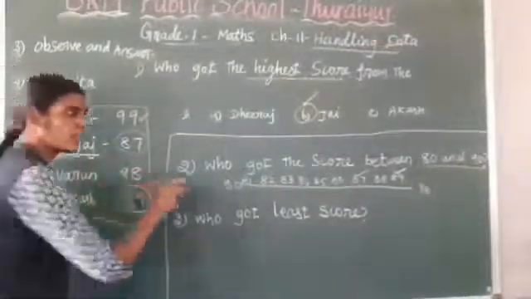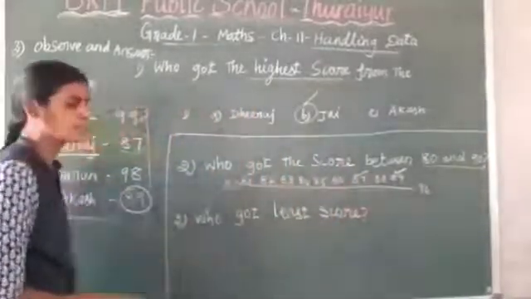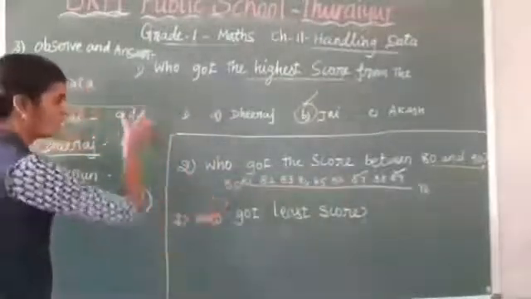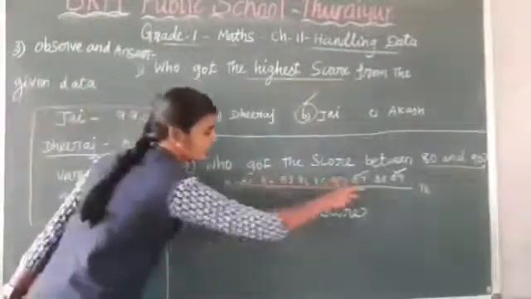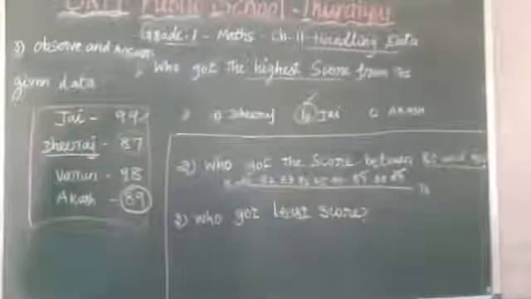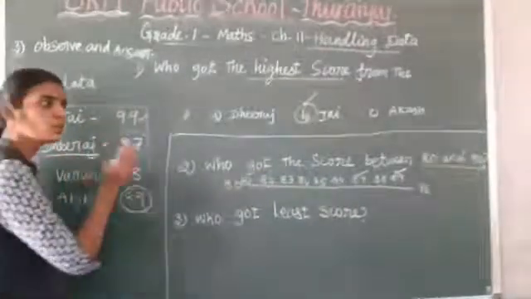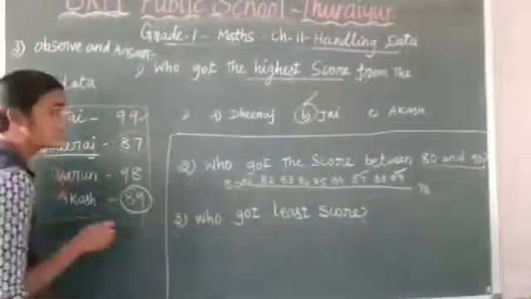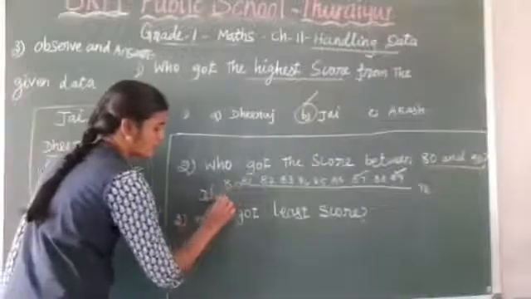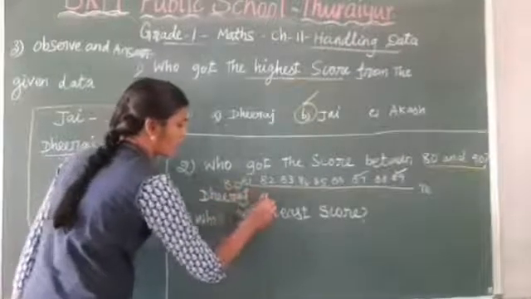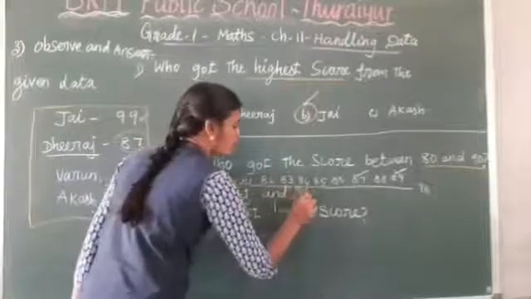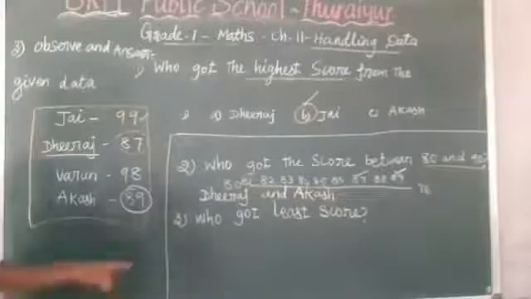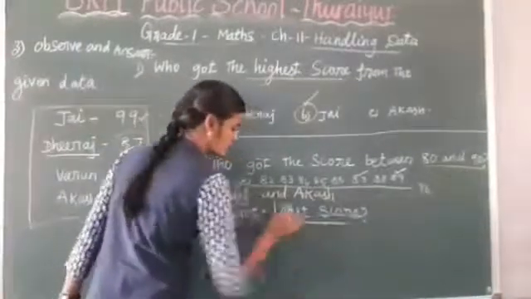80 and 90 means you have to find out, between 80 and 90, which numbers are coming. Then in this score, which number is here? That name alone you have to take. Okay, now tell me, who got the score between 80 and 90? Yes, Dheeraj and Akash.